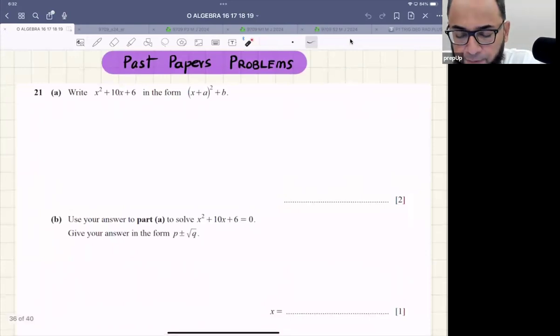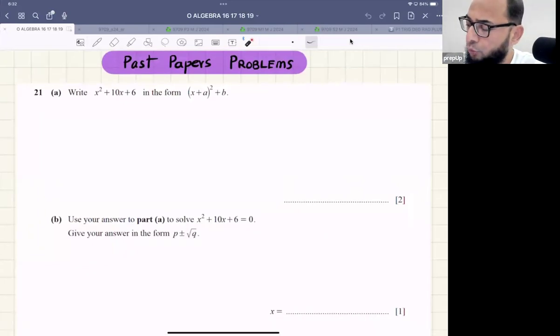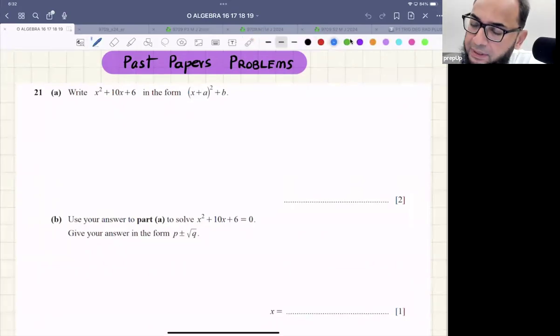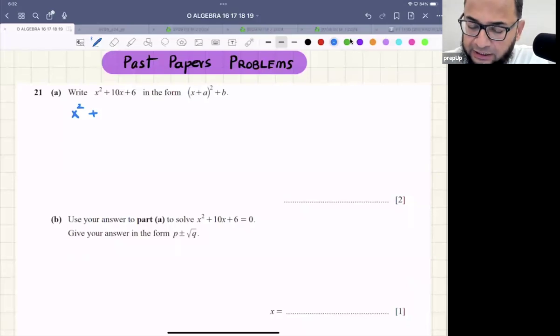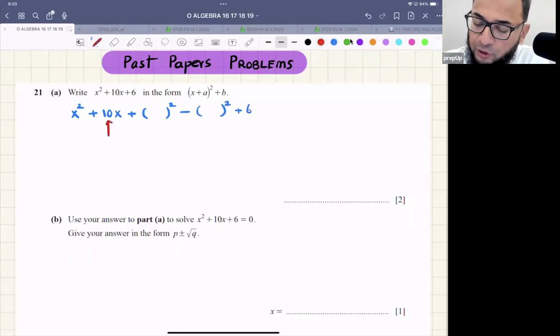It says write x squared plus 10x plus 6 in this form, x plus a whole squared plus b. So what I'll do is, first of all, let me grab this thing. This is the first x squared, the coefficient of x squared is 1. If it's not 1, we will take it common. So therefore, this is x squared plus 10x plus bracket square minus bracket square plus 6. What goes inside the bracket? Half the coefficient of x. You just write a 5 over here.